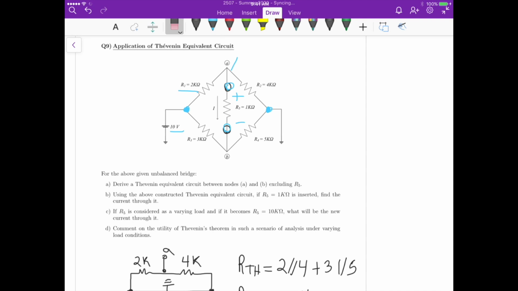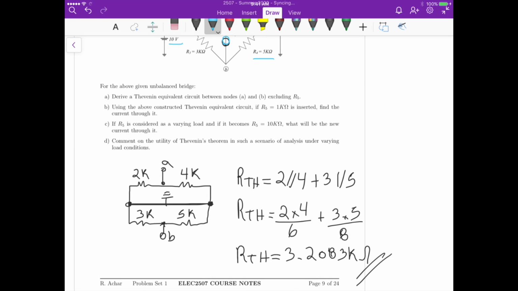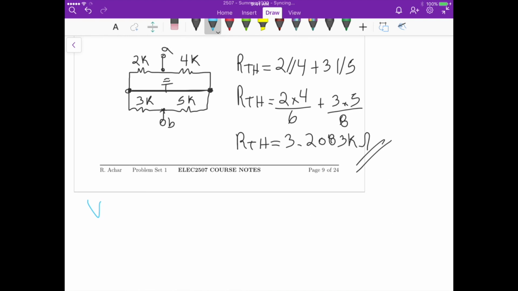Or sorry, the voltage applied to this R4 here, right? And the voltage VB, which is the same as the voltage applied to this 5K here. So we just need to use voltage dividers, right? So for the first voltage divider to calculate VA, we have the 10 volts applied, then we multiply that by the 4K, which is this resistor here, divided by the same 4K plus the 2K, okay? And that gives us 6.67 volts.